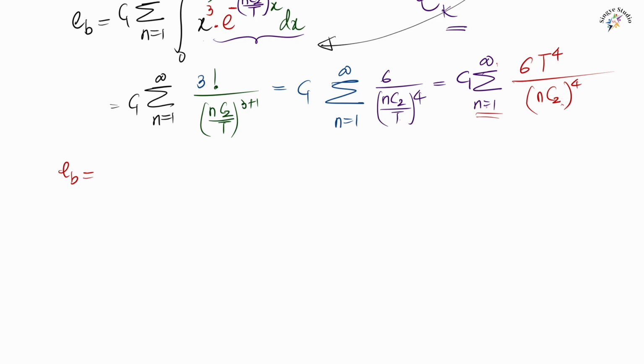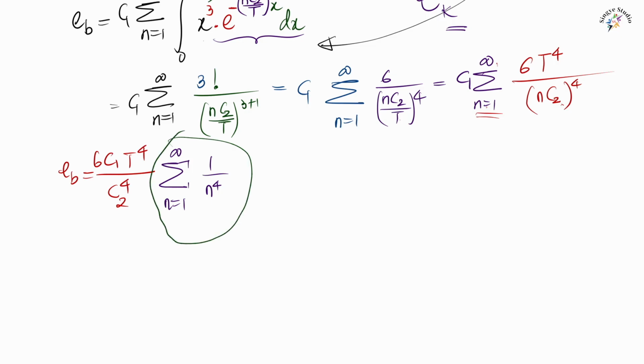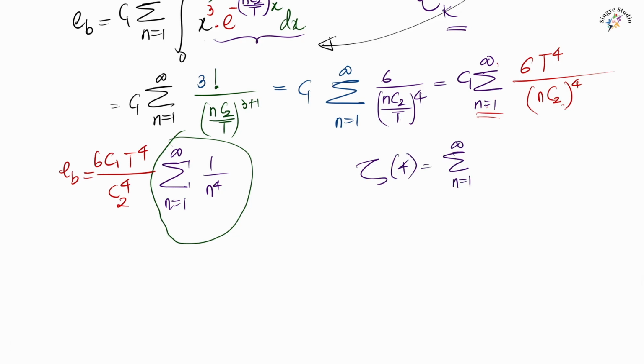constant, so you can say C1 times 6 T to the 4th divided by C2 to the 4th, and the summation, as you can see here, n equals 1 to infinity of 1 by n to the 4. So this is actually the Riemann zeta function, with the value of 4. So we can say the Riemann zeta function of 4 equals the summation of n equals 1 to infinity of 1 by n to the s, like this, right, where s equals 4.